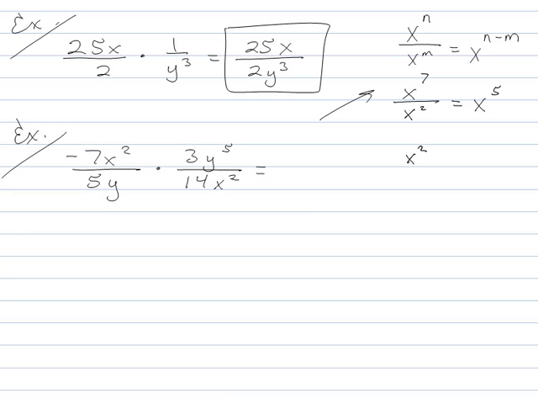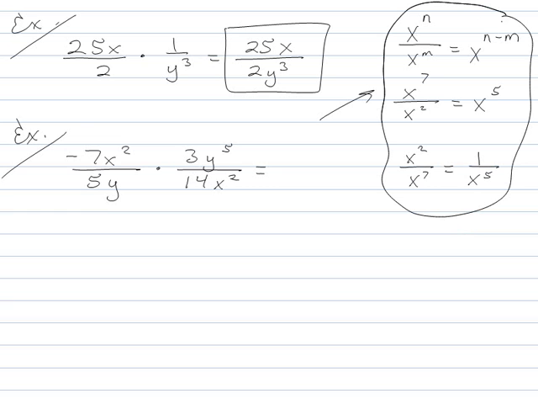That also kind of works in reverse. So if I had x squared over x to the 7th, I could make it 1 over x to the 5th, and that would be fine too. Okay, so make sure you remember this kind of stuff for solving these problems. It's really important.